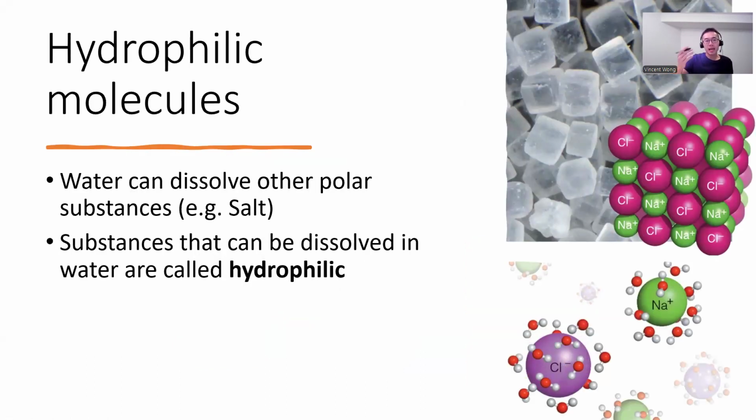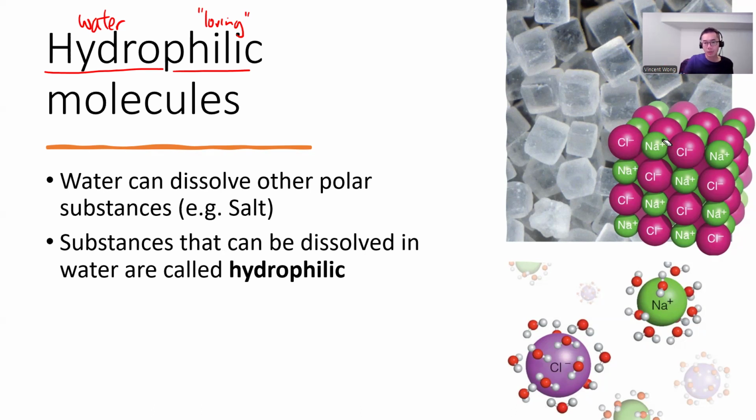If something can be dissolved in water, then we call that molecule hydrophilic. Hydro is water. Philic is loving. These are like Latin words. If something can be dissolved in water, then it's hydrophilic. Polar things can be dissolved in water. Ionic things can be dissolved in water.